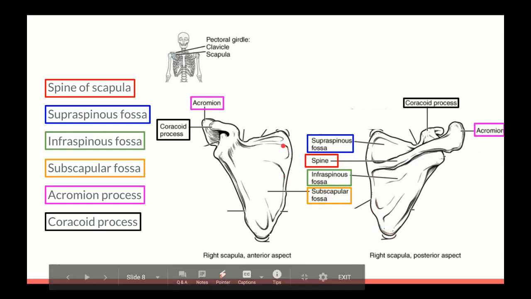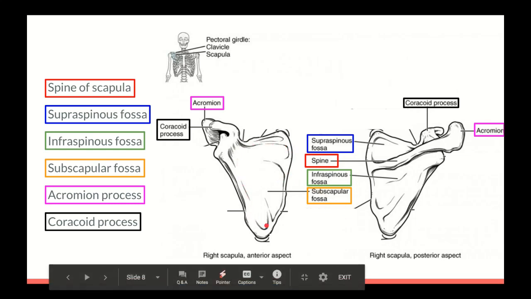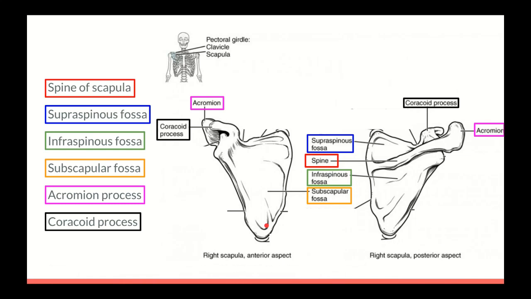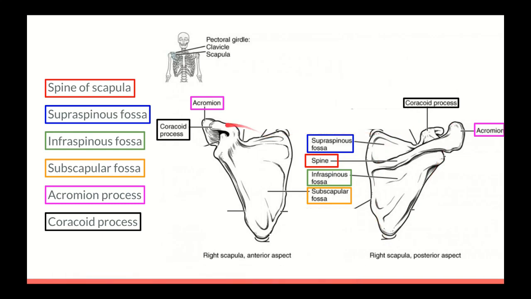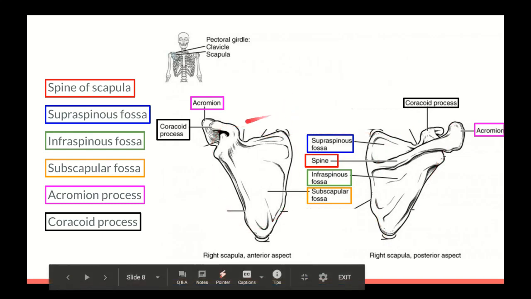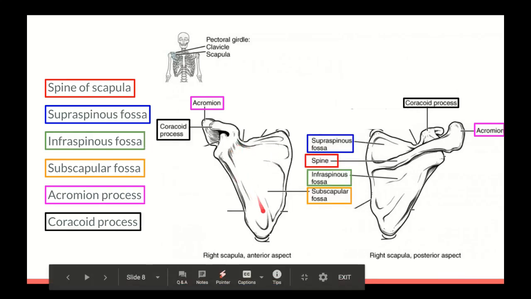Next is the subscapular fossa. Subscapular actually means under or deep to the scapula. Again, we were just working on the posterior aspect of the scapula, and now we're looking at the anterior aspect of the scapula. So this is going to be the surface that would be closest to your ribs. So, subscapular fossa, and it's this whole entire thing here.